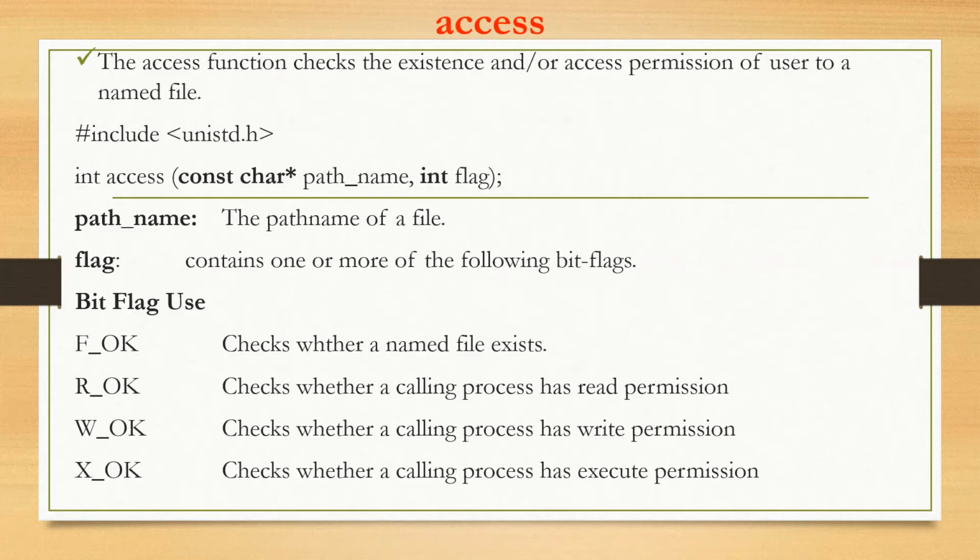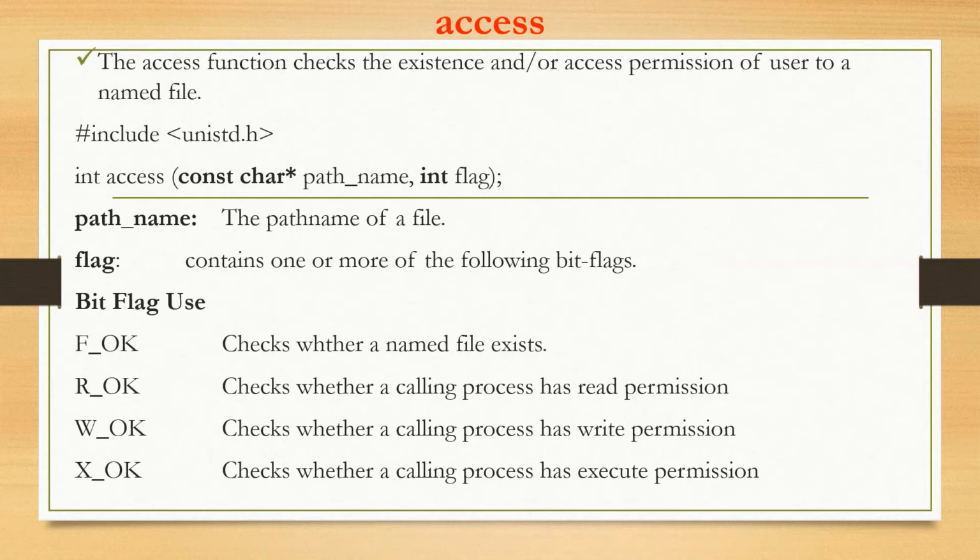Here we discuss the access function. The access function checks the existence and access permission of a user to a named file. The prototype is given below. It includes a header file, and the return type is integer. It takes two parameters: one is of type character constant, the second is an integer that specifies which flags are required for the access permissions.